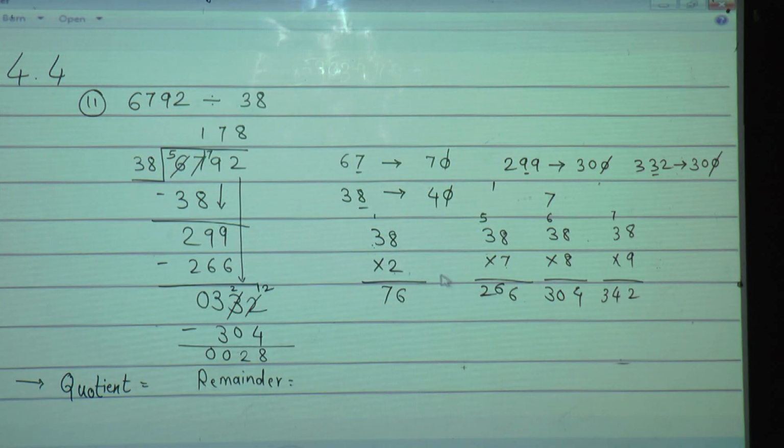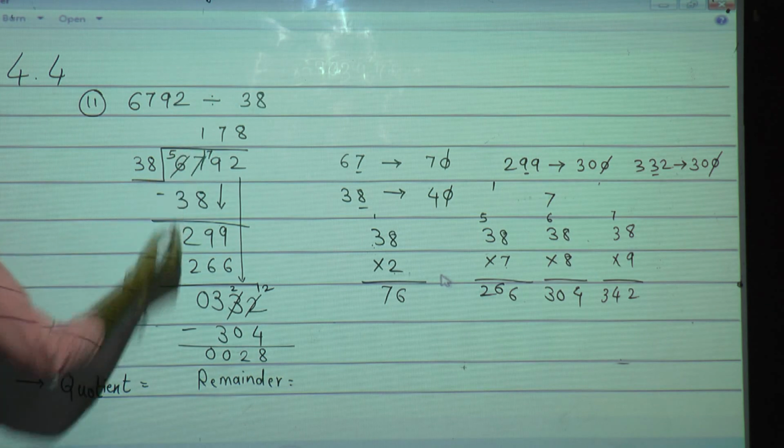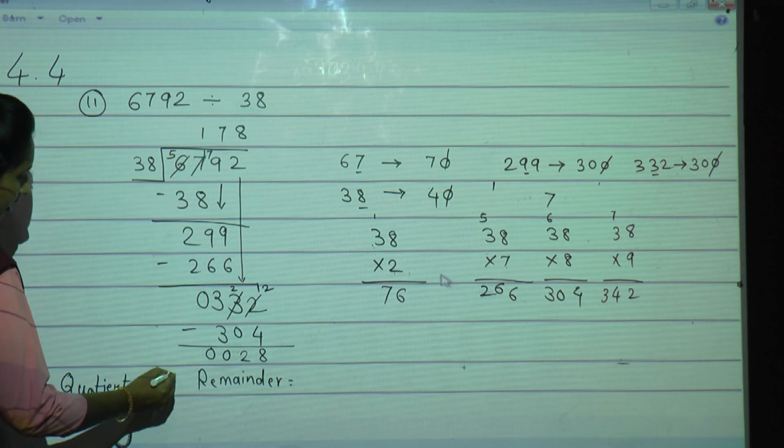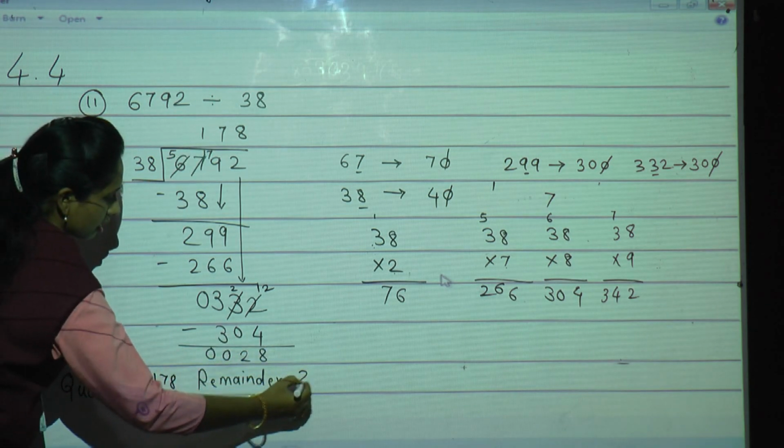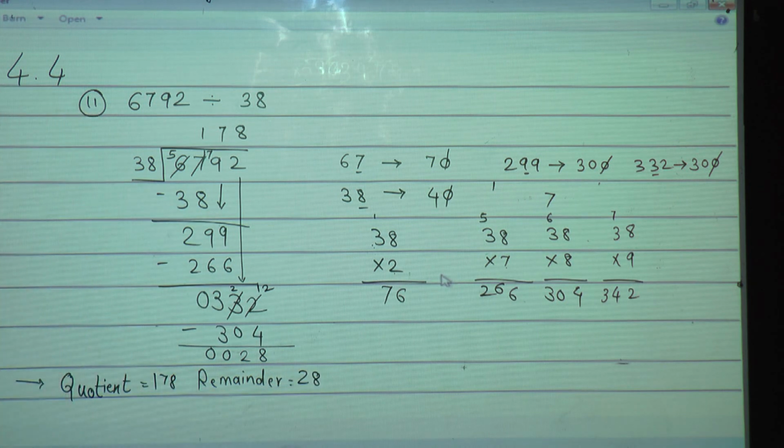Now tell me, what is the quotient? 178, and what is the remainder? 28. Got it? Clear? Understood? Yes, students? Yes? Now we will solve the C question.